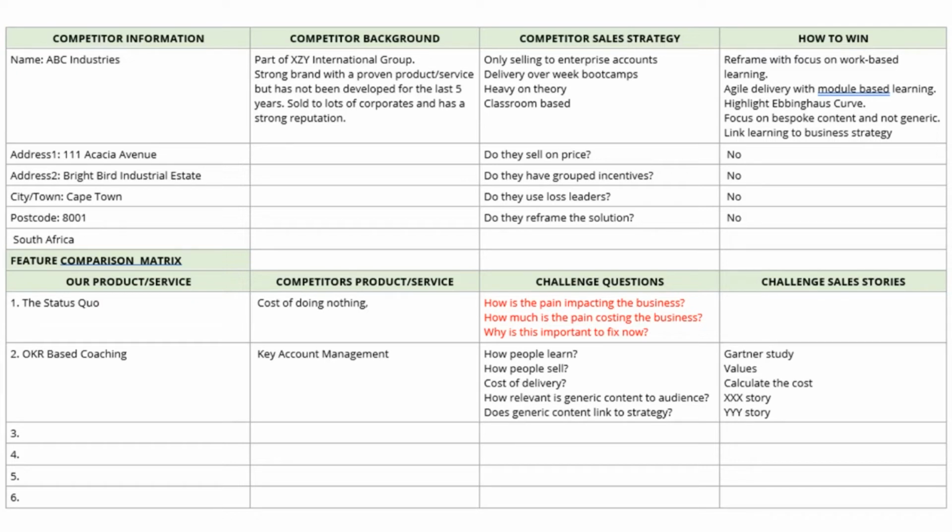So rather than delivering long courses, which leads on to the next point, the Ebbinghaus curve: 87% of what you're taught in any training session, you will forget within 28 days. So rather than do long training courses, we do 90-minute modules spread out, so they're bite-sized and much easier to consume, and then the individuals can take them away and implement them. So next up, focus on content, bespoke content. We don't do generic content, and we link learning to the business strategy.